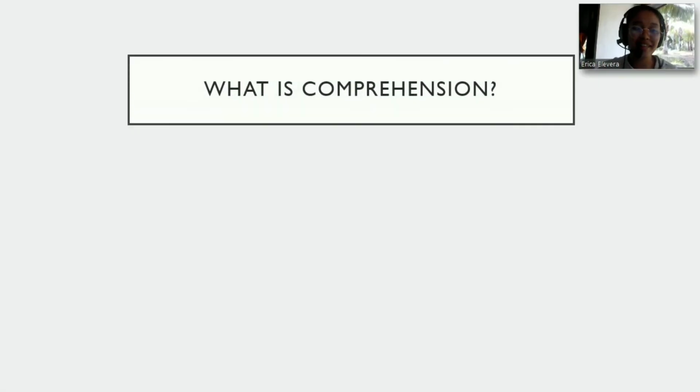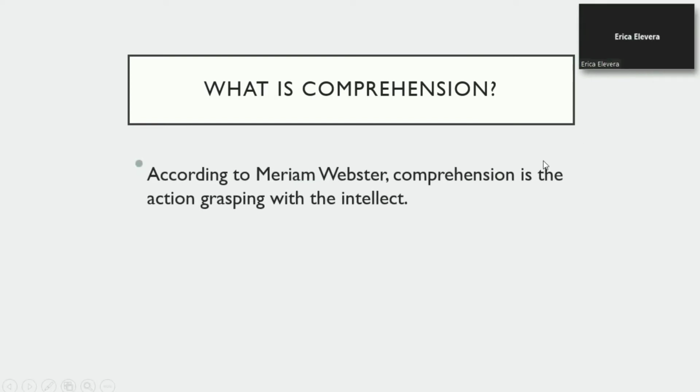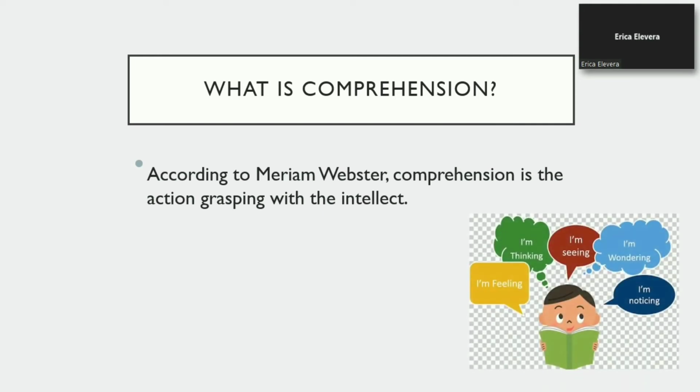So first, let us define what comprehension is. Comprehension, according to Merriam-Webster, is the action of grasping with the intellect. So in simple words, it is understanding. Here are some words that associate with comprehension: I am thinking, I am seeing, I am wondering, I am noticing, and I am feeling.